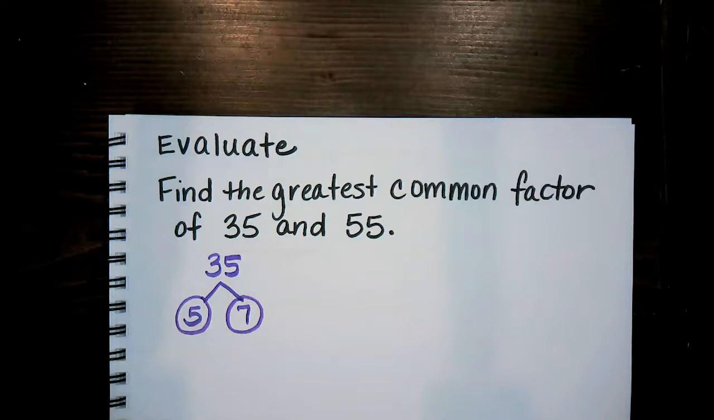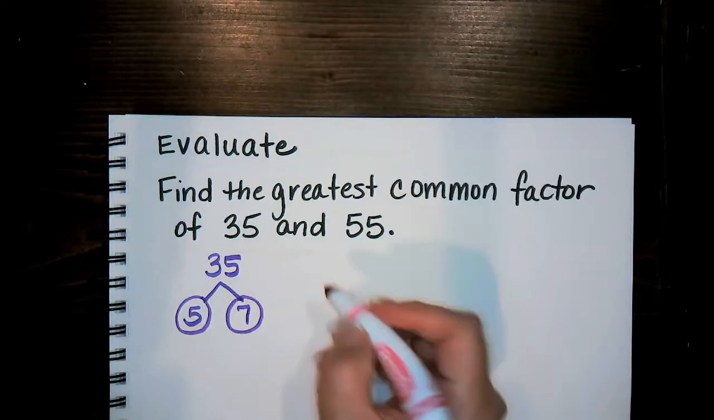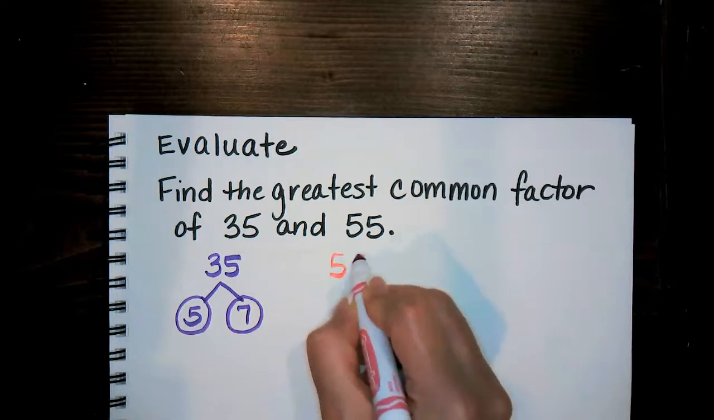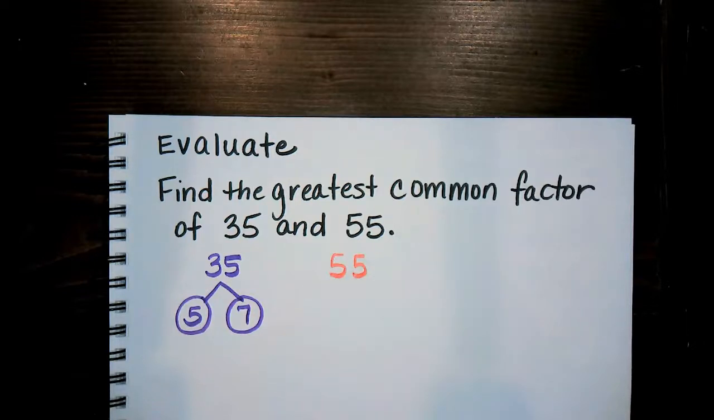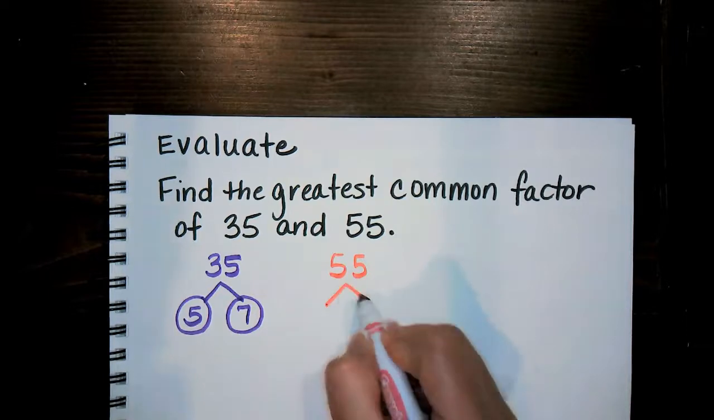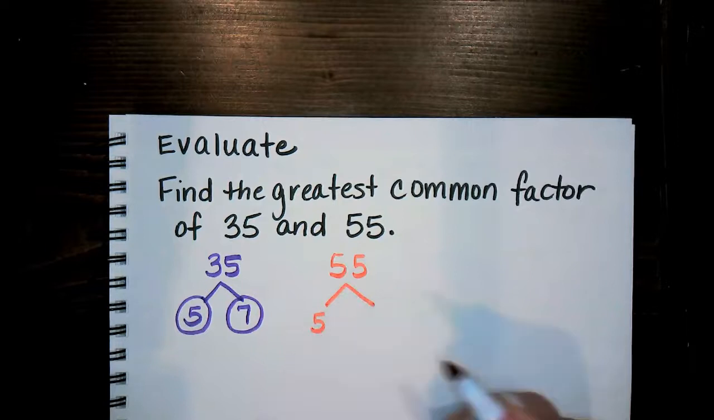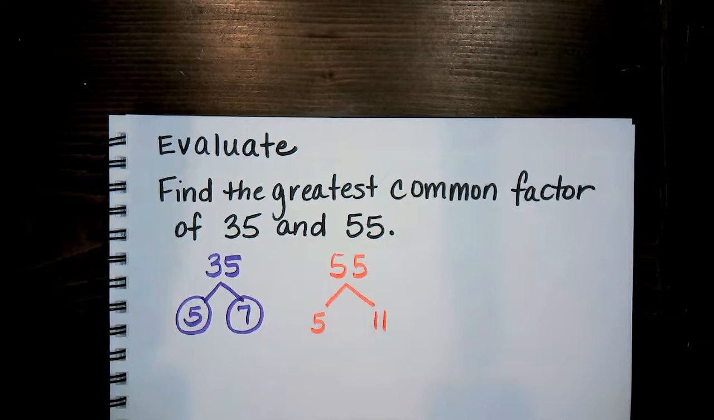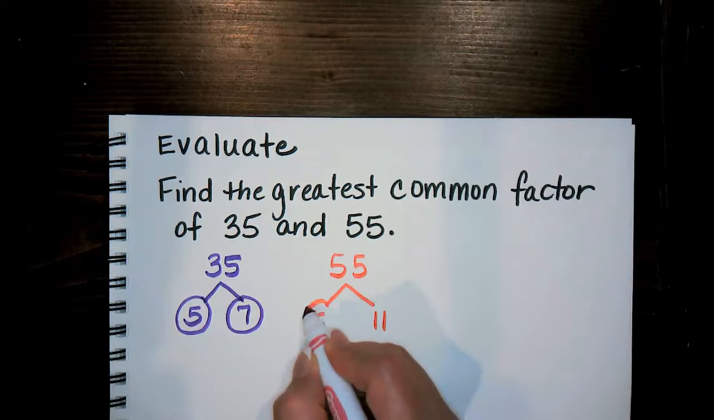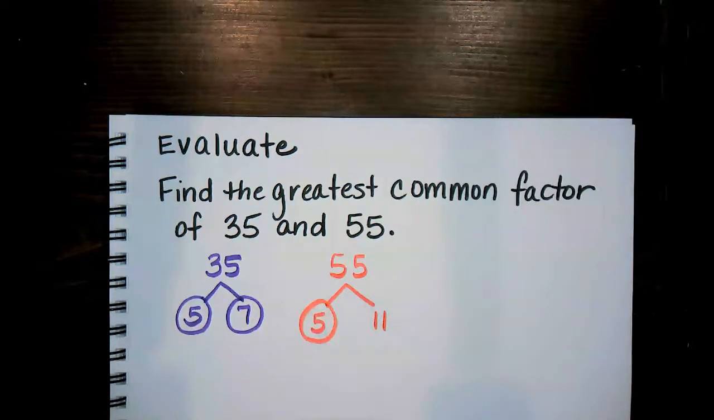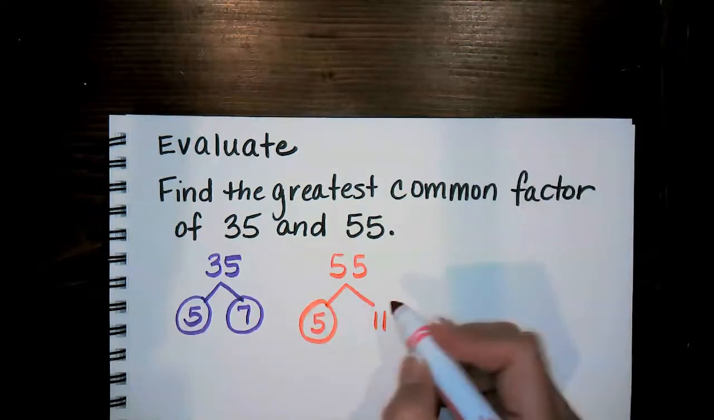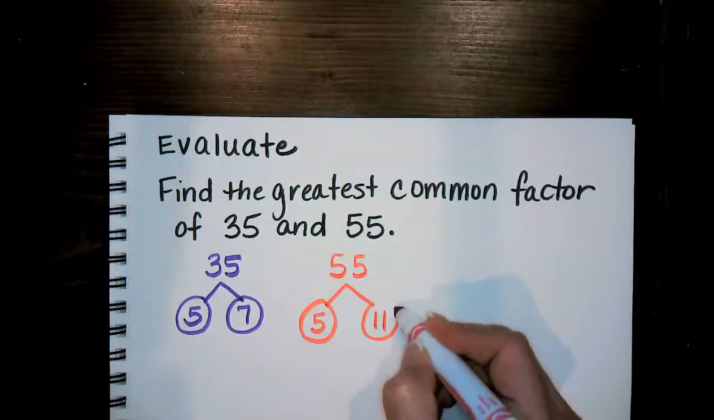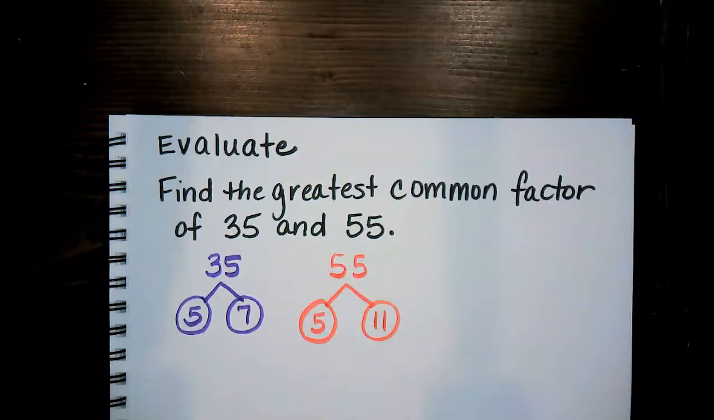All right, let's move on to 55 now. Okay, we'll do the same thing. We ask ourselves, what two numbers will multiply to give me 55? Well, again, we see lots of 5s going on there. So we can assume that a 5 is in there. And now we know 5 times 11 will give me 55. Notice again that 5 is a prime number, since only 1 times 5 will give us 5. And 11 is a prime number, since only 1 times 11 will give us 11. So I know those are done.